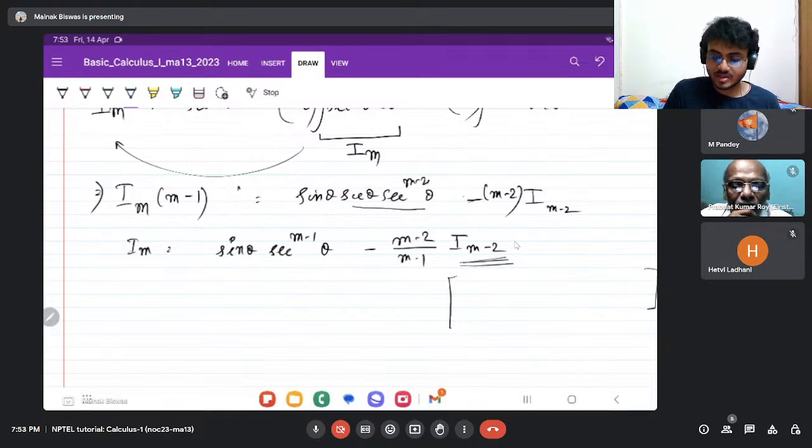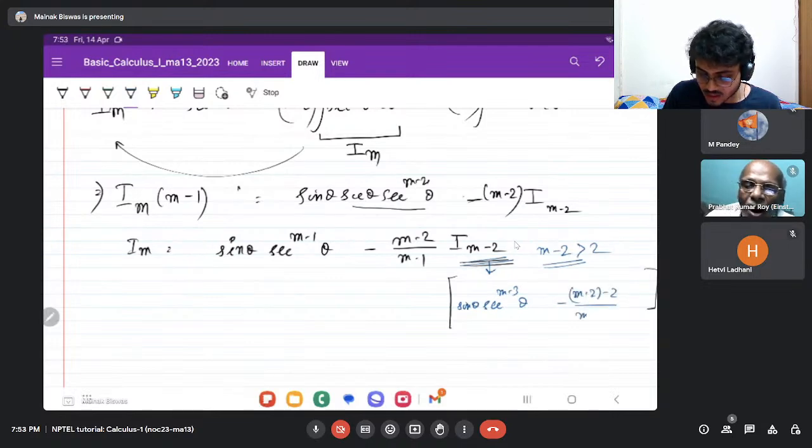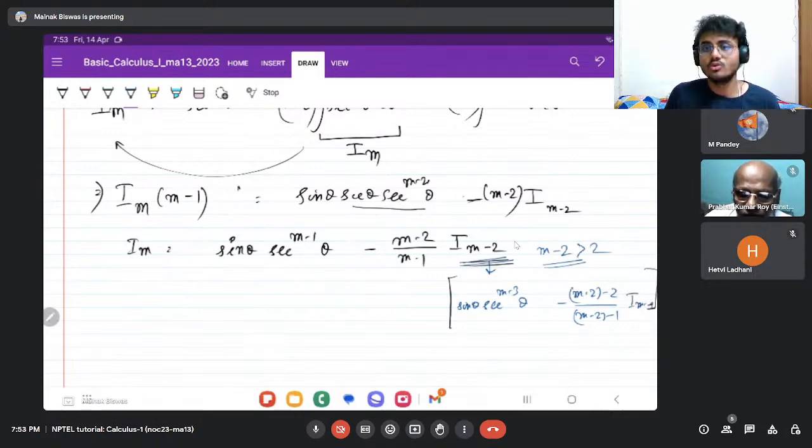So what will you replace this as? You will replace this as sine theta again, considering m is greater than or equal to 4 now, right? Because m minus 2 has to be greater than 2. Sine theta sec to the power m minus 3 theta minus (m minus 2) by (m minus 2 minus 1) I_(m minus 4). So you will reduce by 4 and so on.